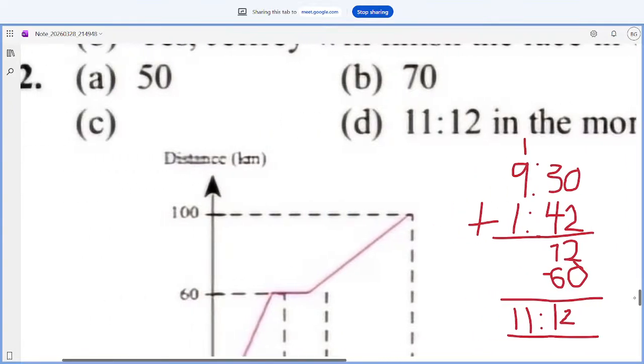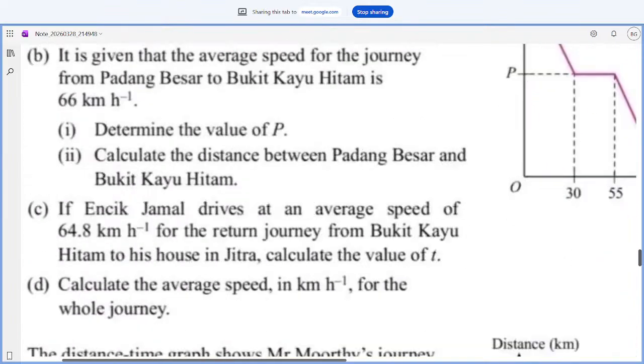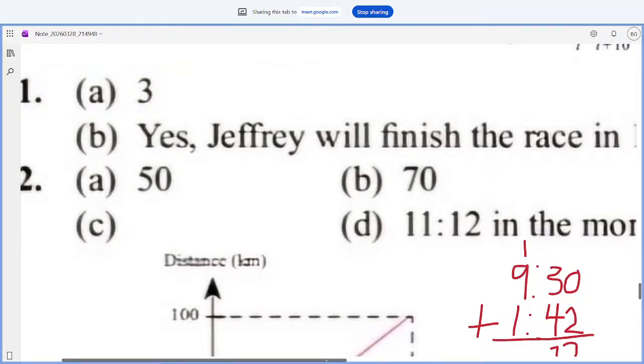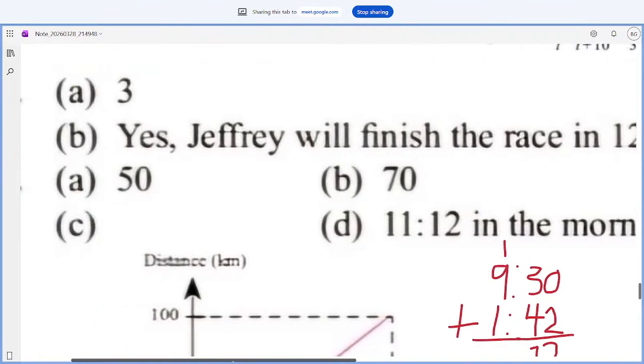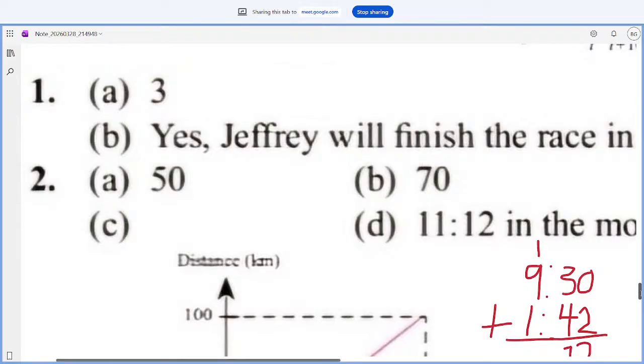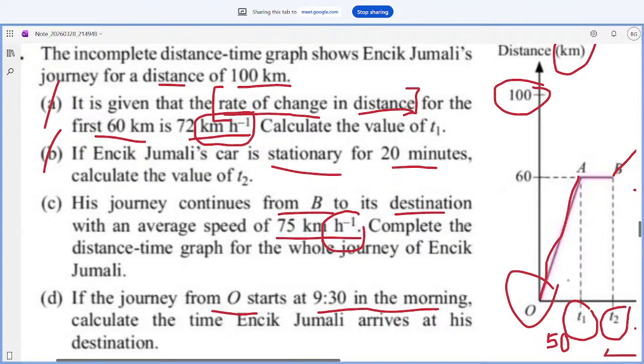Okay. All right. Done. Question 2. Okay. Now question, yeah, a.m. can. Yeah, if you write 11:12 a.m. also can. But don't write p.m. guys. Kalau tulis p.m. salah because now we are talking about pagi. In the morning. So be careful. a.m. or p.m. Okay. So yeah, done.